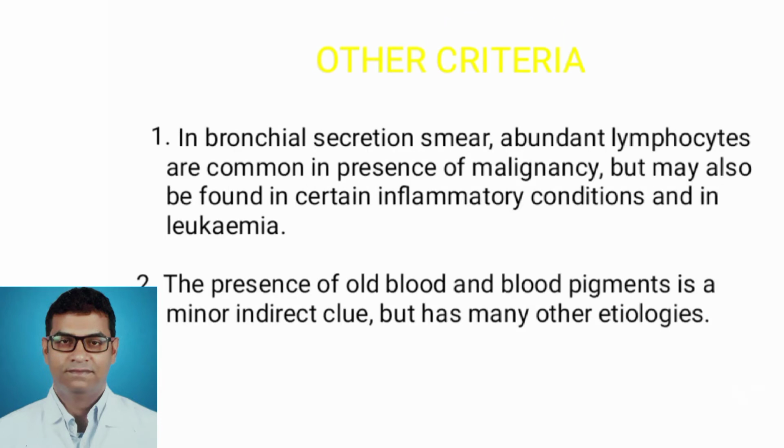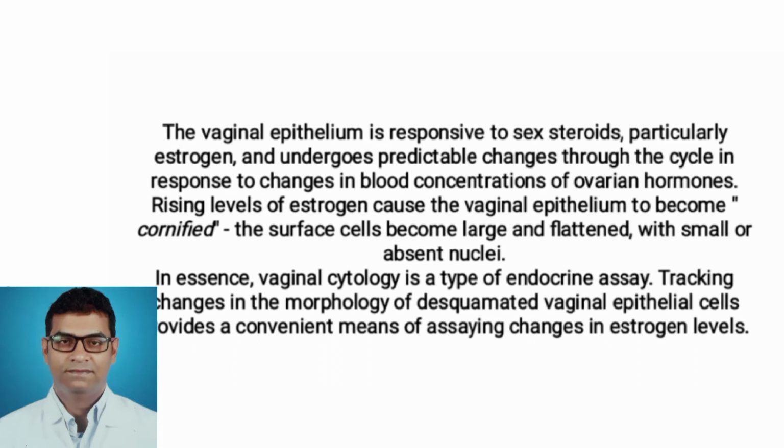Other cytological criteria of malignancy. In bronchial secretion smears, abundant lymphocytes are common in the presence of malignancy but may also be found in certain inflammatory conditions and in leukemias. The presence of old blood and blood pigments is a minor indirect clue but has many other etiologies. Coming to vaginal cytology.